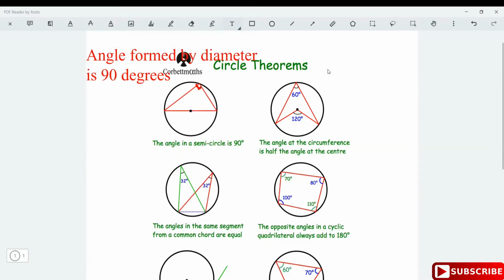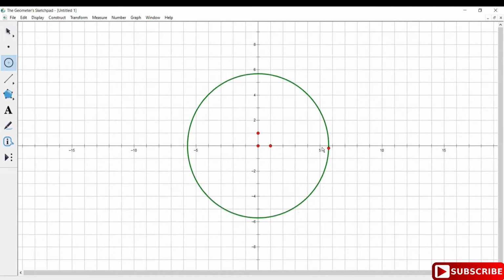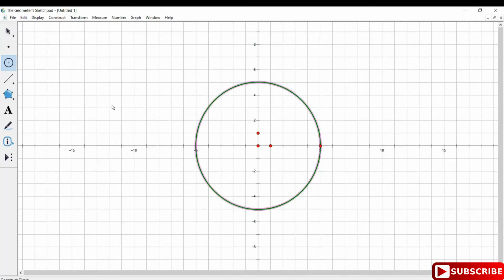Now look what I'm going to show you. I'm going to bring it to Geometer Sketchpad and draw a random circle, let's say with a radius of 5. If I draw the diameter, it goes from one end, passing through the center, to the next end. This is a diameter. Now, if I draw any random chord, I'm going to connect this chord back to here, right?